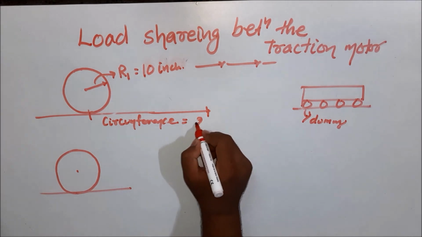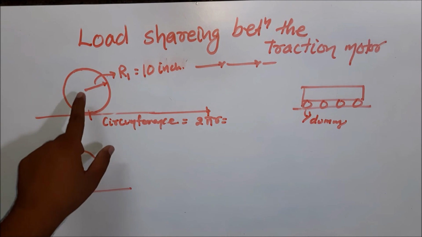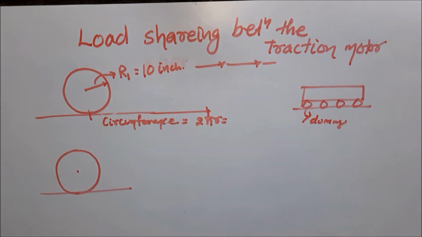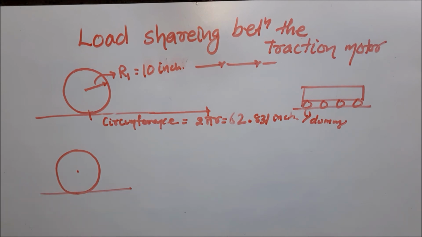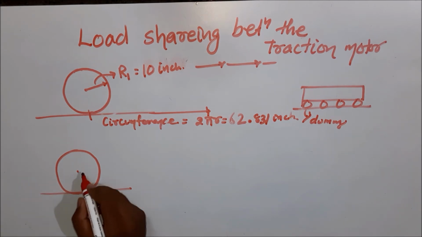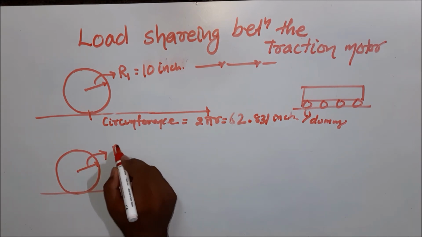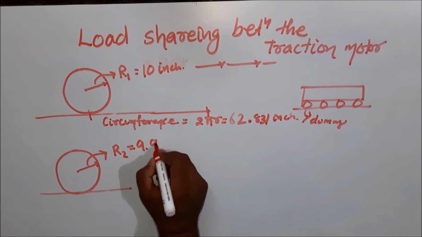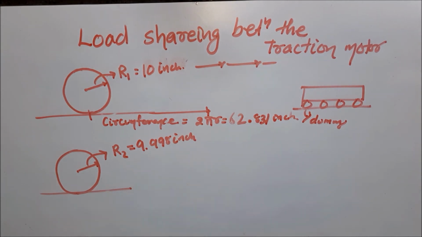Okay, that is equal to 2 pi r. That means with one rotation, the wheel can travel 2 pi r distance. Due to braking and running, the thickness or radius of the wheel reduces. Let us consider that after long running, this radius becomes R2, which is equal to some 9.998 inch. Okay, a very small change.